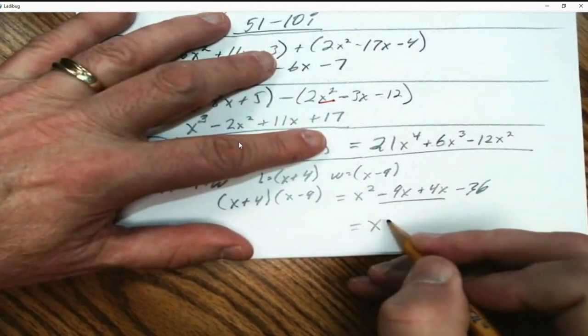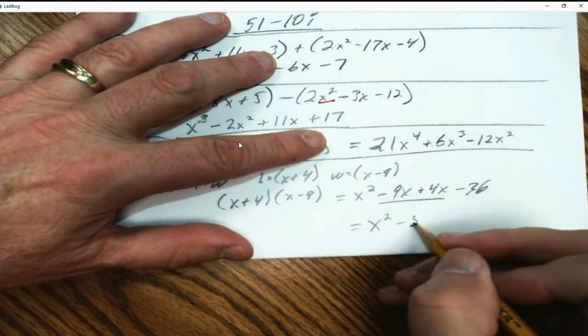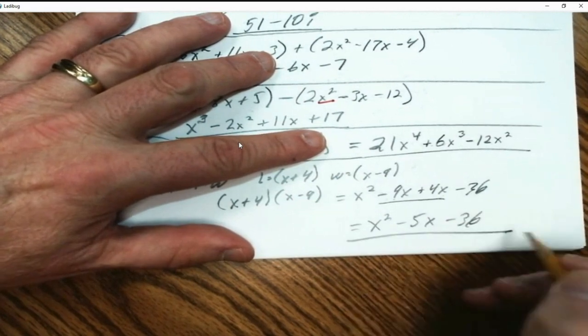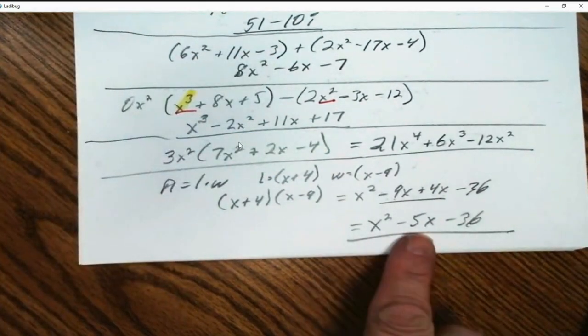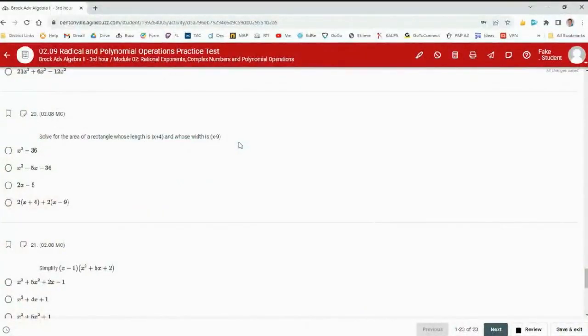So this is the same as x squared, negative 9x plus 4x minus 36. So I'm looking for negative 5, x squared, negative 5x minus 36. Right there, x squared minus 5x minus 36.